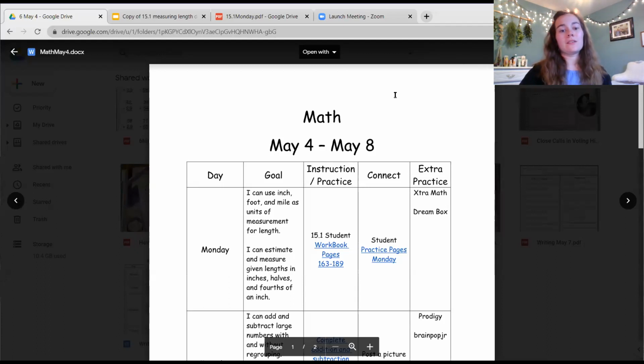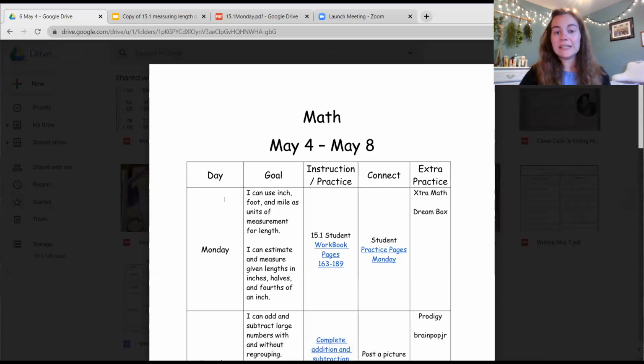So this week we're going to be talking about measurement, and every day we're going to practice a new kind of measurement. So our goal for the week is I can use inch, foot, and mile as units of measurement for length, and I can estimate and measure given lengths in inches, halves, and fourths of an inch.